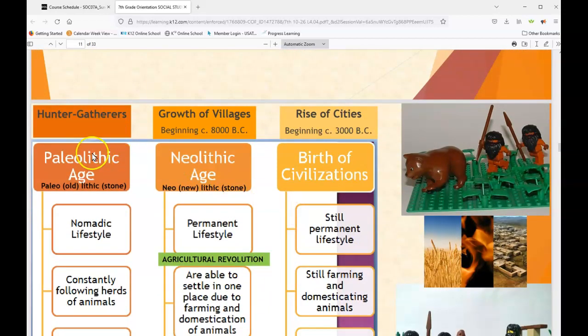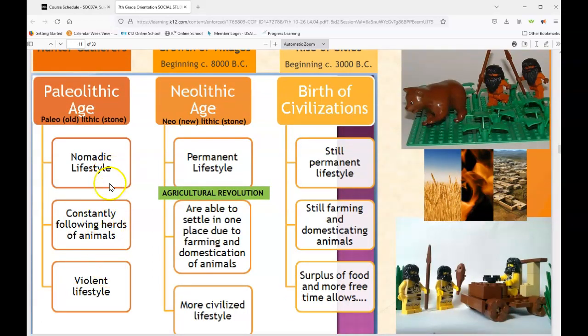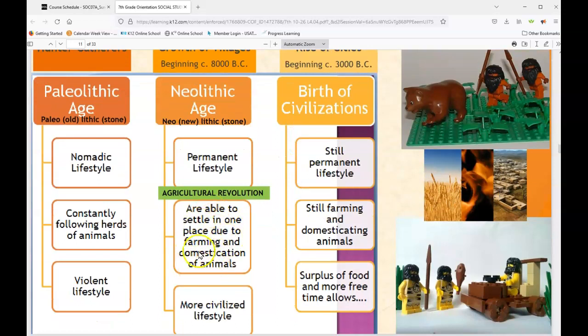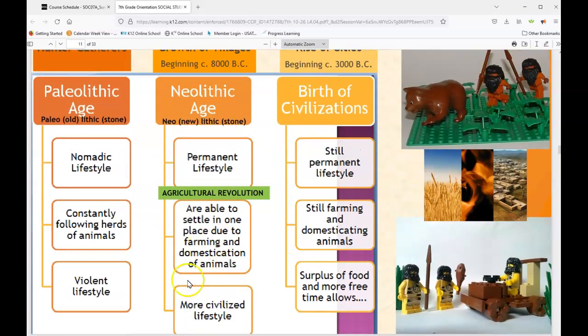And here you can see we've got hunter-gatherers, and this is during that Paleolithic age. Remember, paleo meaning old, lithic meaning stone. They constantly followed herds of animals. Then the growth of villages, this is during the Neolithic age, the agricultural revolution. They started staying in one place instead of wandering. Okay, they started farming and domesticating animals. That's that pastoral society where they were herding animals. They were more civilized.